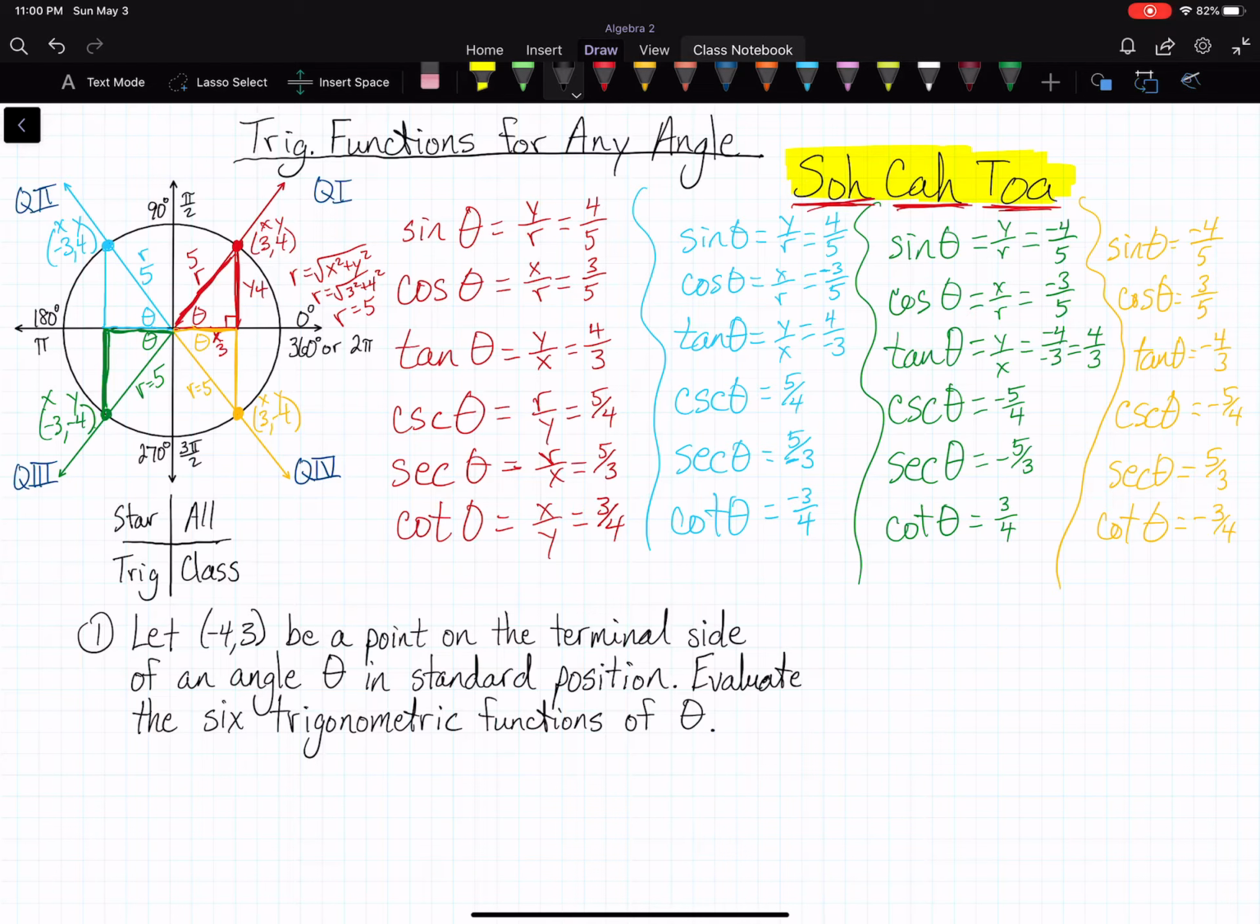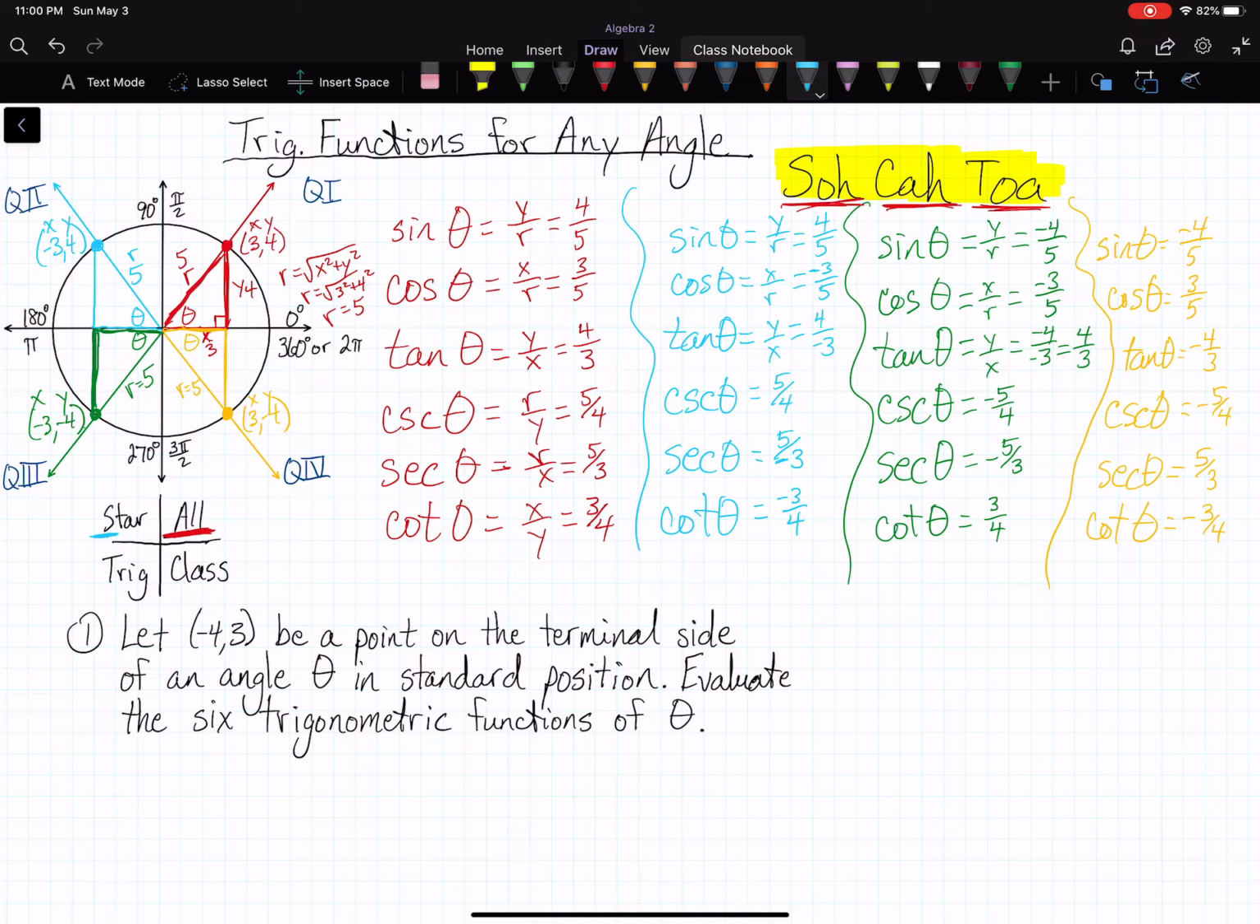And what that tells you is that in the first quadrant, all of them are positive. If you notice, our red, this was the red quadrant, I'll underline it in red, they were all positive. Sine, cosine, tangent, cosecant, secant, cotangent. In quadrant 2, the blue quadrant over there, star starts with S. Sine starts with S. Notice, sine is the only one that's positive. And of course, cosecant is also positive because it's the reciprocal of sine. Everything else is negative.